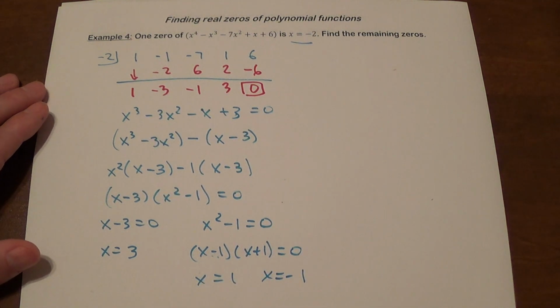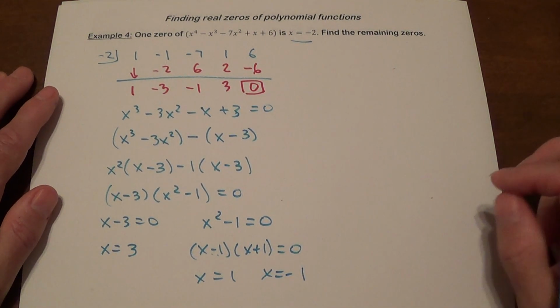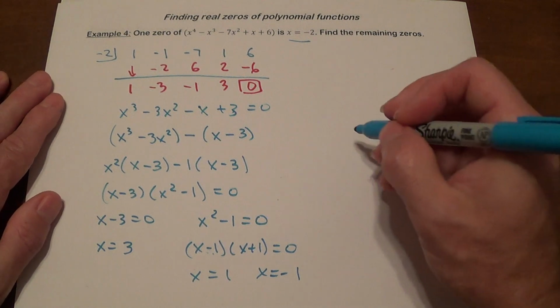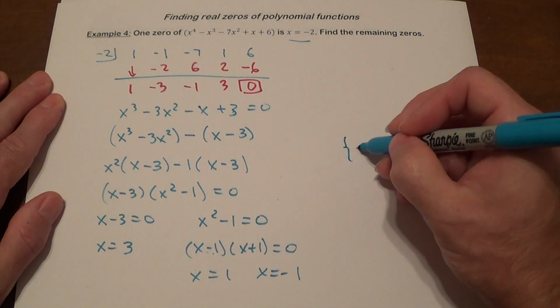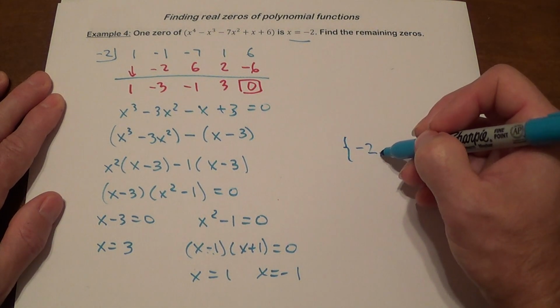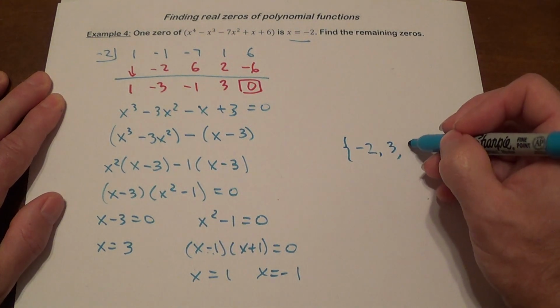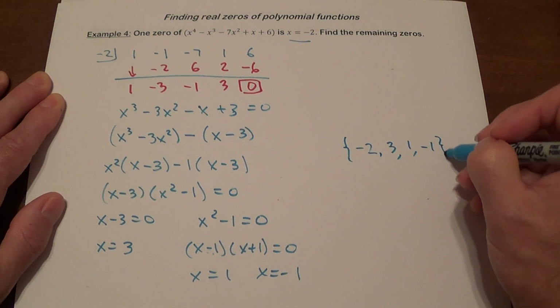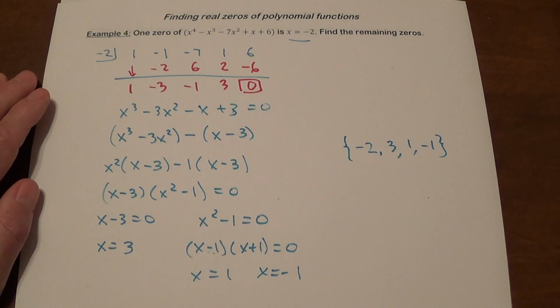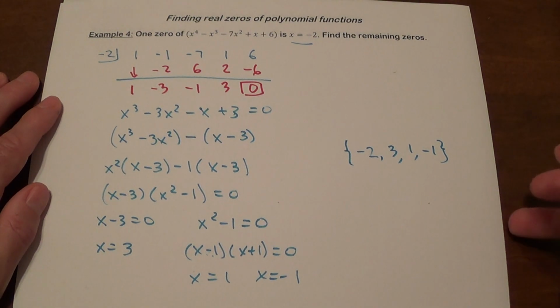So even though we're only given one number and it's a 4th degree polynomial, we're still able to figure all of these out. Our solutions are negative 2, we also got 3, and we also got 1, and we also got negative 1. And there you go. Okay.